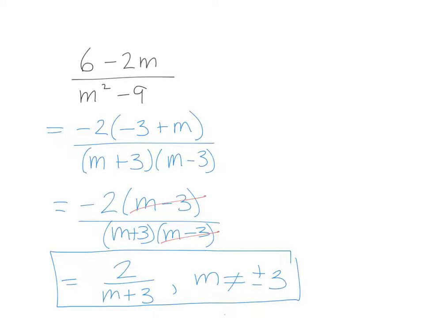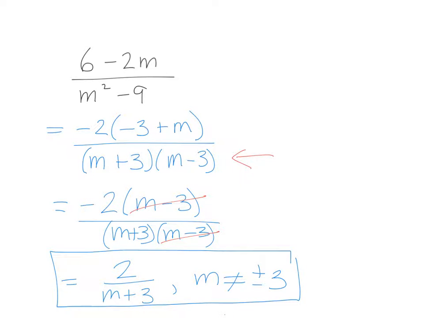You need to remember that the non-permissible values come from here, the denominator, once it's factored. That's where you find the non-permissible values. If you just looked at the final answer, you'd only come up with the -3 as a non-permissible value, but you need the +3 as well. That's what makes canceling out those factors okay.